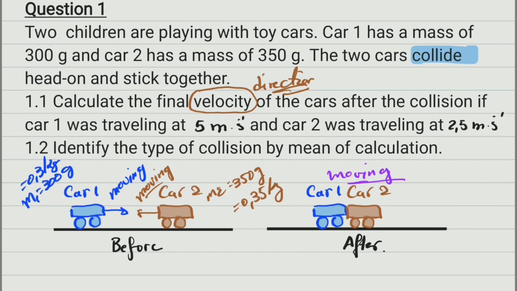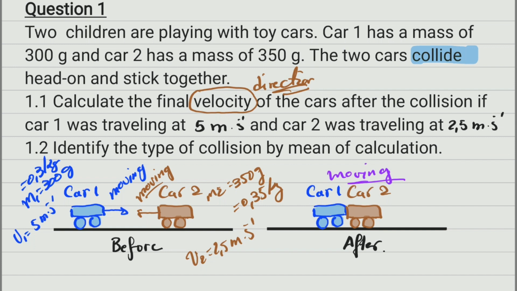If car 1 was traveling at 5 meters per second, so velocity 1 is equal to 5 meters per second, and the velocity 2 of the second car was 2.5 meters per second, velocity 2 is equal to 2.5 meters per second. I'm not going to write the direction because it is shown by the arrows there. So we have to look for the calculation after the collision.